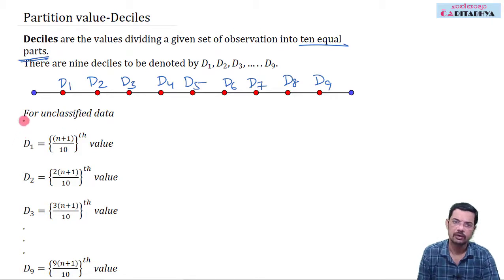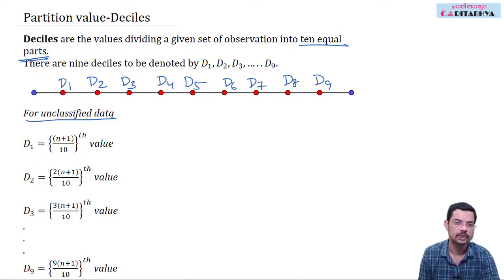To find the value for unclassified data, we use the denominator 10 here. Instead of 4 for quartile, we will be using 10 for decile because it is dividing into 10 parts. In median, we used to divide by 2. In quartiles, we used to divide by 4. In deciles, we will be dividing by 10. So (n plus 1) by 10th value. Same way for the second decile, we multiply 2 to it. For the third, we multiply 3 to it. And for the 9th decile, in the same way, we use 9 into (n plus 1) divided by 10.